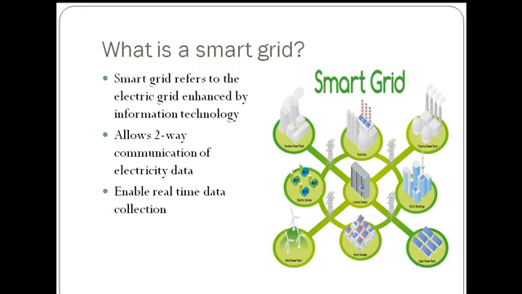Smart grid refers to the electric grid enhanced by information technology. It uses information and communication technology to gather and act on information, such as information about the behaviors of suppliers and consumers. Actually, everything is in an automated fashion, and it helps to improve the efficiency, reliability, economics and sustainability of production and distribution of electricity. And also, smart grid allows a two-way communication of electricity rather than a one-way flow.